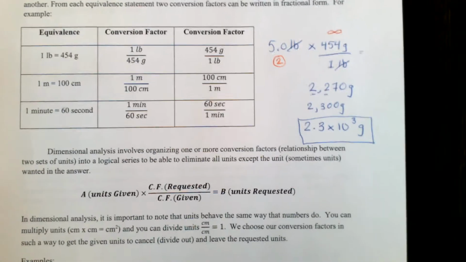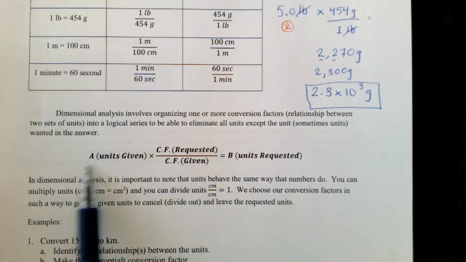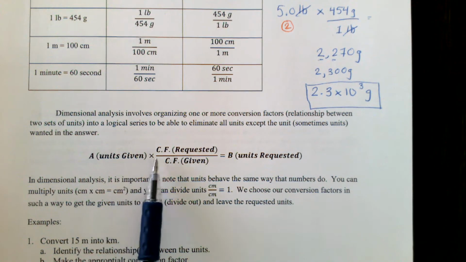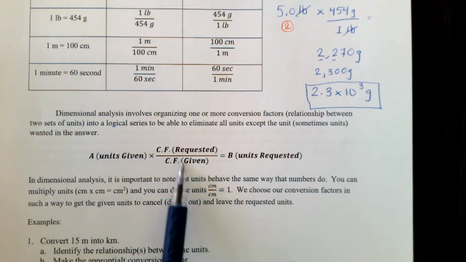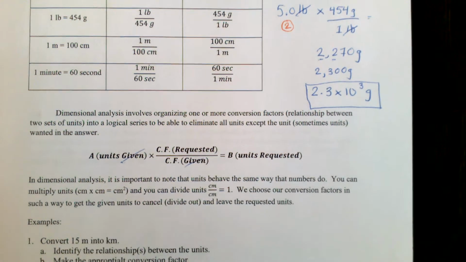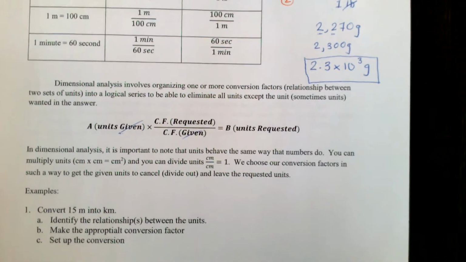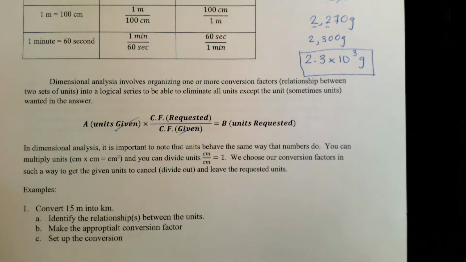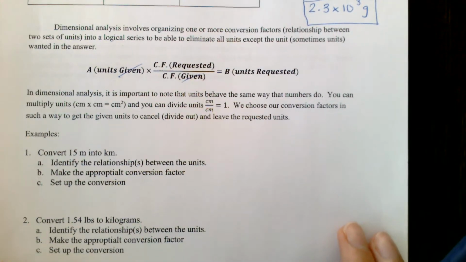Okay, so let's do a couple of practice problems. First, a recap of what we did. We take the given units times the conversion factor with the requested units divided by the conversion factor, putting our given units down below. So the given units will cancel with the given units and give us our answer with the requested units.